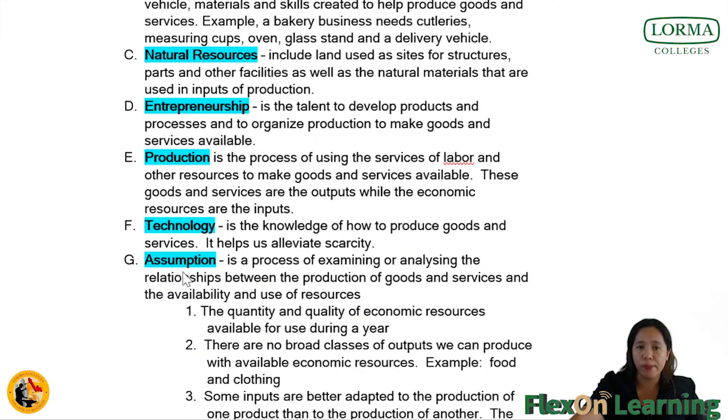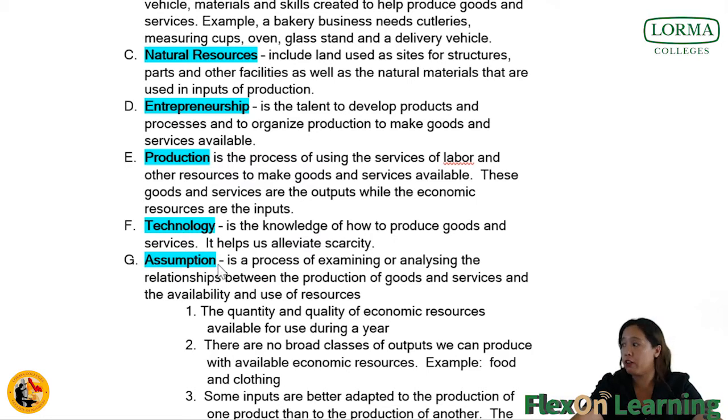Letter G is assumption. This is a process of examining or analyzing the relationships between the production of goods and services and the availability and use of resources. And this has something to do with research. When you research, you are going to see to it that production is equal with consumption, so that there won't be surplus or shortages. If there's surplus, it is not good for business, because your tendency is to give away the surplus, or make it buy one, take one. And if there's shortage, the more that it is not good for your business, because you will create dissatisfied customers.